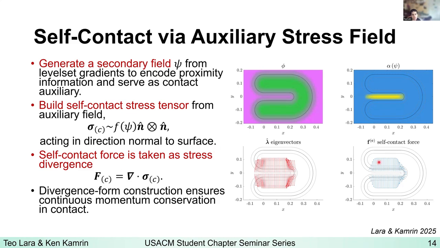You need momentum conserving contacts such that when the U shape touches itself, it doesn't just go off in some direction. Here on the bottom right, these are the resulting self-contact forces. As you can see, they are pointed away from the collision zone, and they're also equal and opposite in magnitude, which is what we expect.